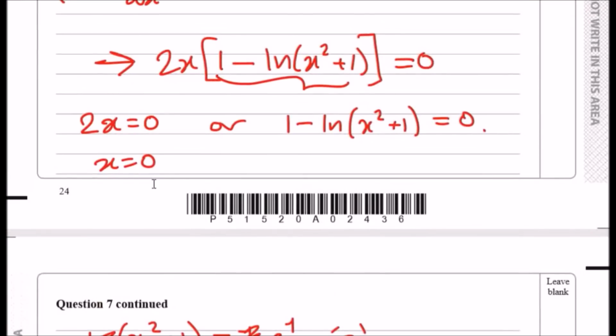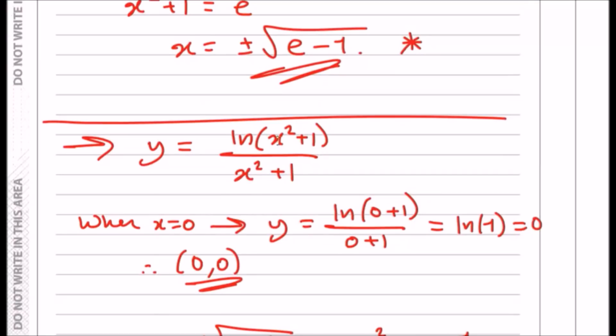So using the first solution, when x equals 0, plug x equals 0 into this equation. You're going to have ln 0 plus 1 over 0 plus 1, and you're just left with ln 1. And that, if you're not too sure, in your calculator gives you a 0. So that means the y coordinate is 0 when x is 0. So that's our first stationary point.